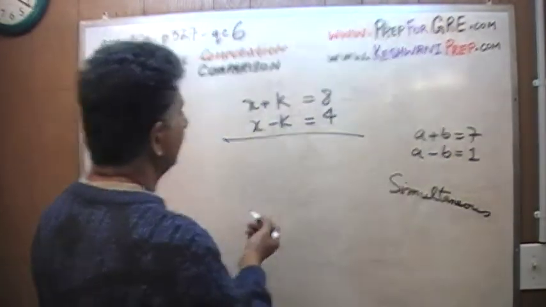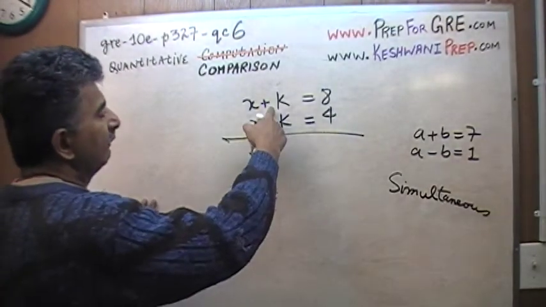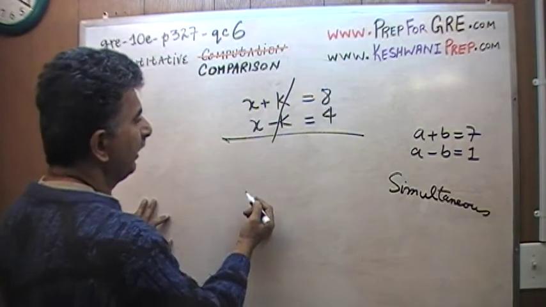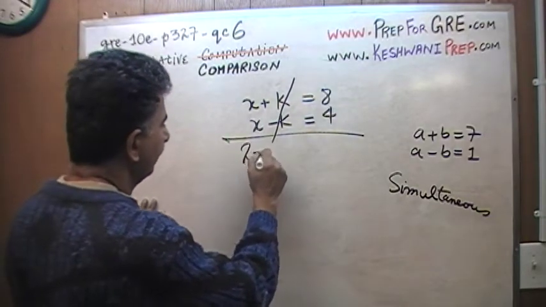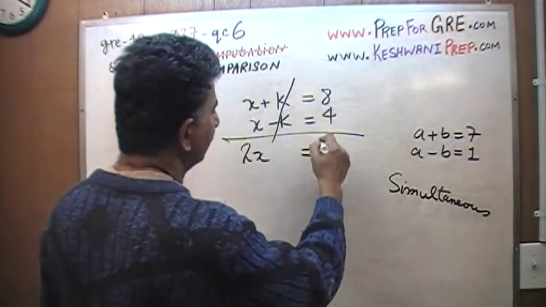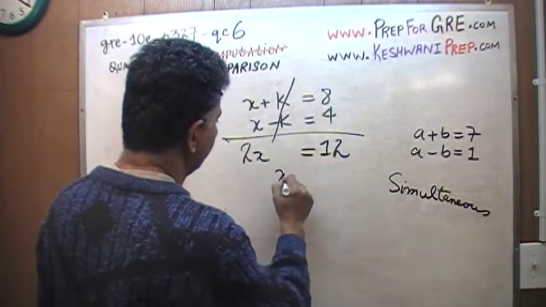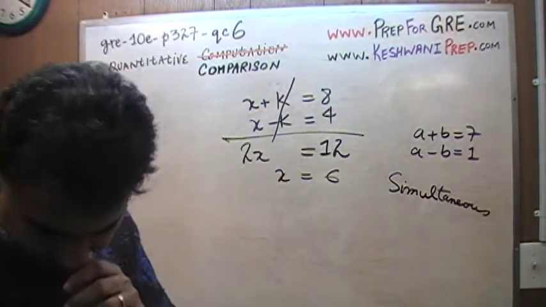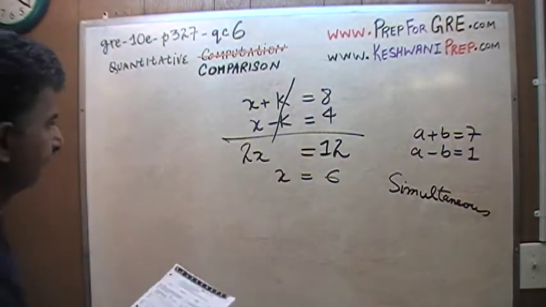Let's see what happens. If you add the two equations, k plus positive k and negative k is going to drop out. x plus x is 2x, and 8 plus 4 is 12. That tells us that x equals 6. Let's see what they're asking here. I did not even write it down here.